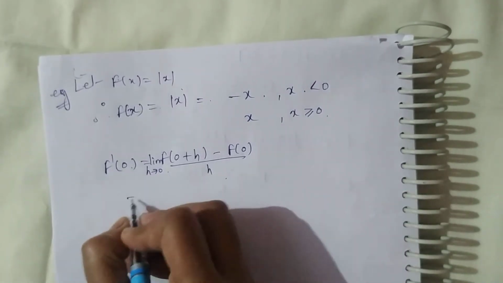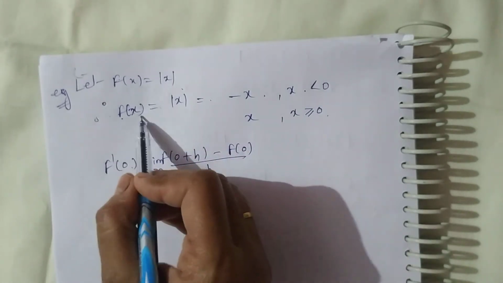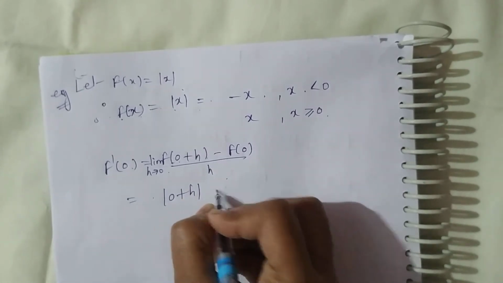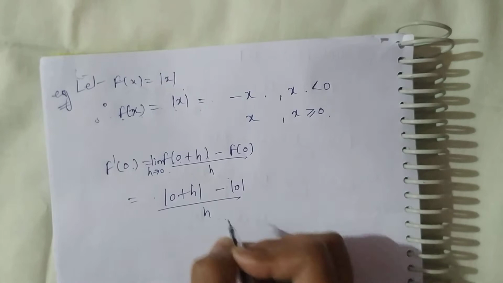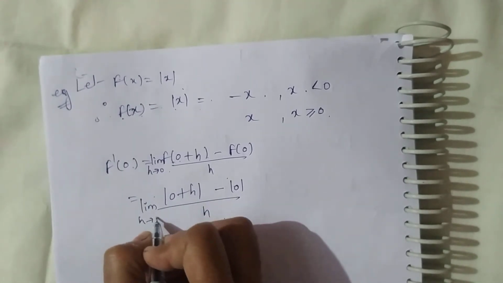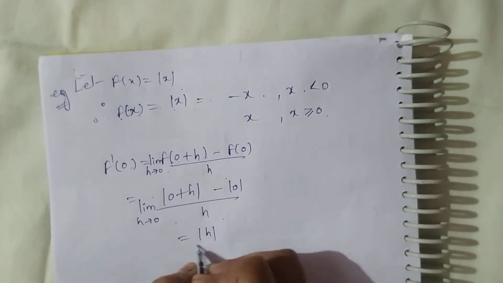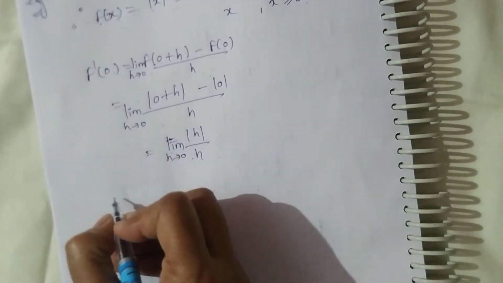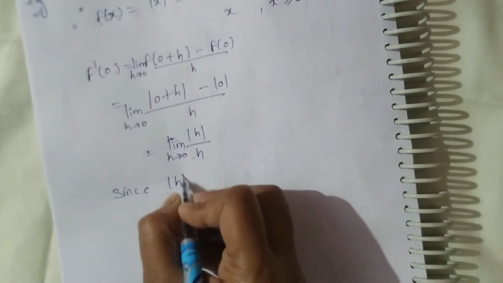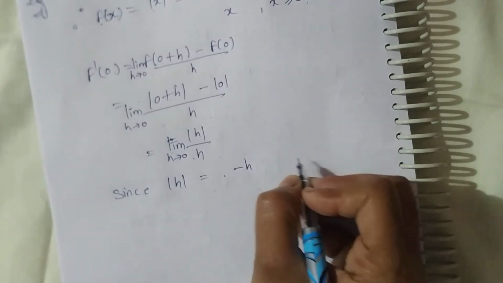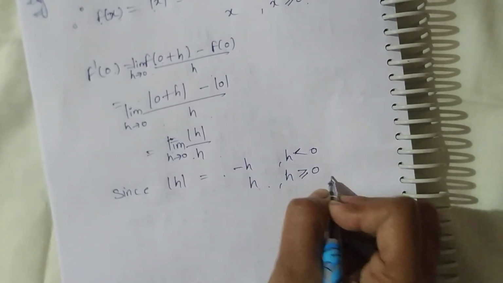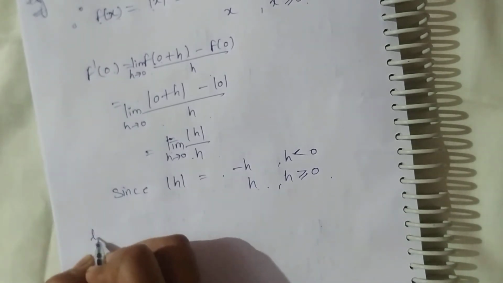On putting the values, since we know that f of x is mod x, f of 0 plus h is mod 0 plus h minus mod 0 upon h. Limit h tends to 0, we get mod h upon h. Since mod h is equal to minus h for h less than 0 and h for h greater than or equal to 0, now take the left hand limit of the function.